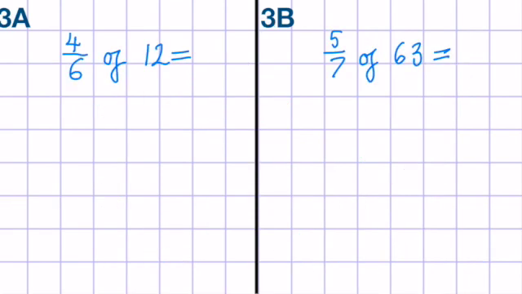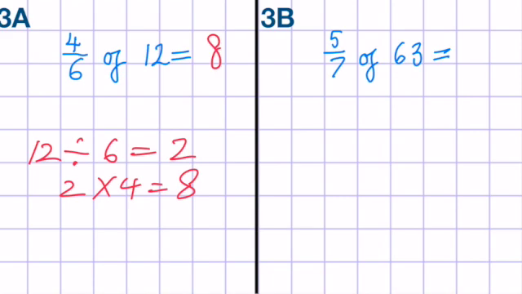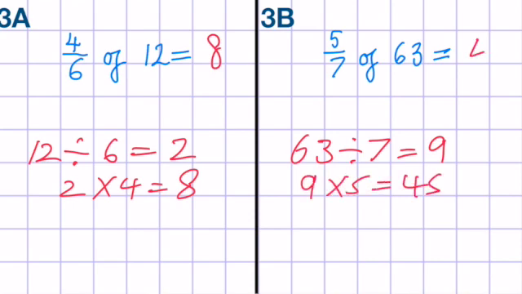Next, I'd like you to find the fractions of each of these numbers. So divide by the denominator, times by the numerator. Okay, so we need to do 12 divided by 6, the denominator. 12 divided by 6 is 2. Now we need to do 2 times 4, which is 8. So the answer is 8. Over on 3B, we need to do 63 divided by 7, which is 9. And then we do 9 times 5, which is 45. So 5/7 of 63 is 45.